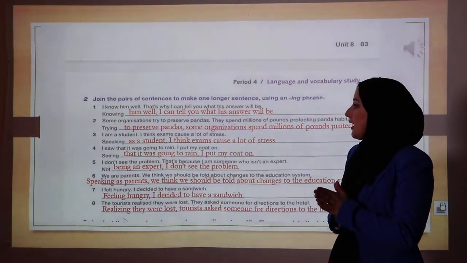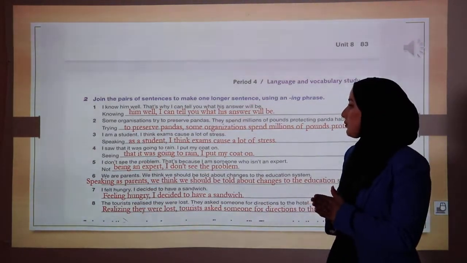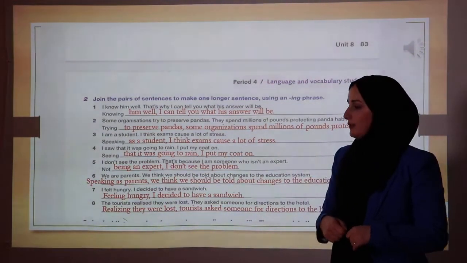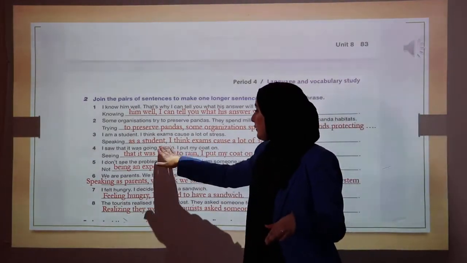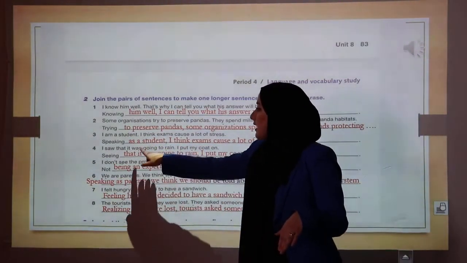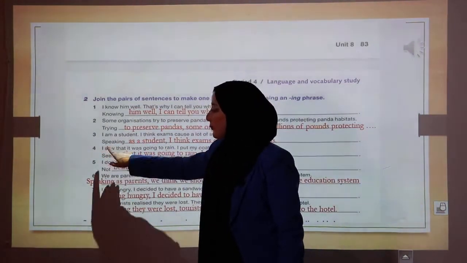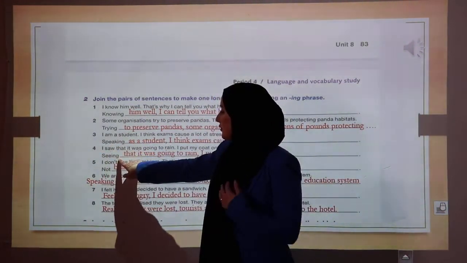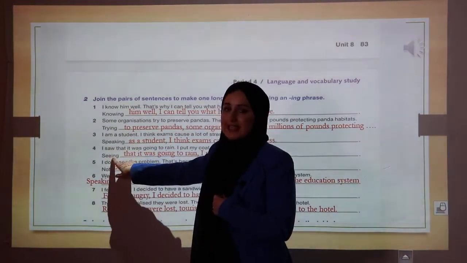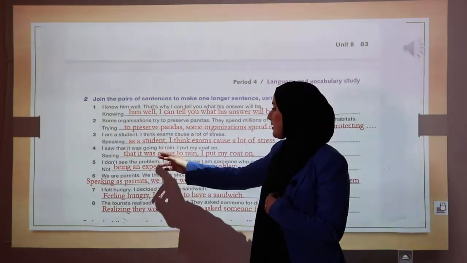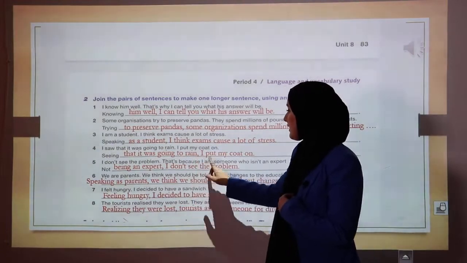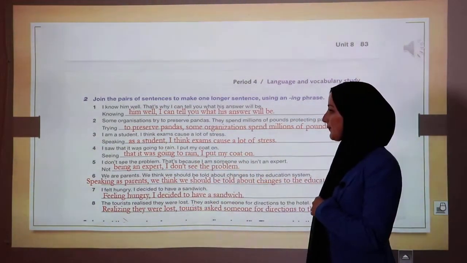Number 4, I saw that it was going to rain. I put my coat on. We have also here reason, result. I saw that it was going to rain. We get rid of the subject, put saw in the ing form of the verb. So saw becomes seeing. Seeing that it was going to rain, comma, I put my coat on.